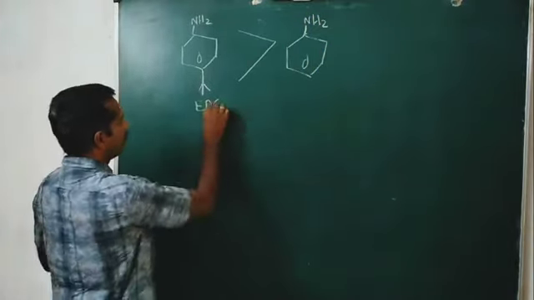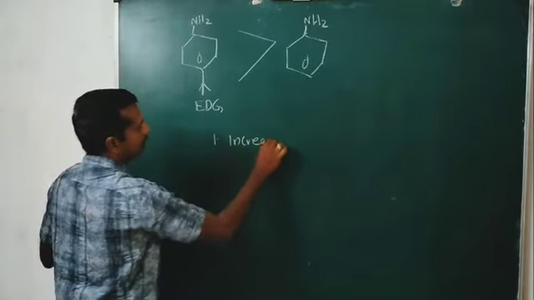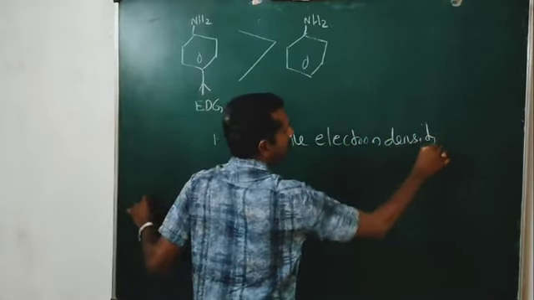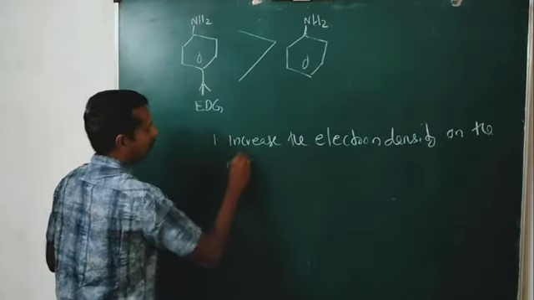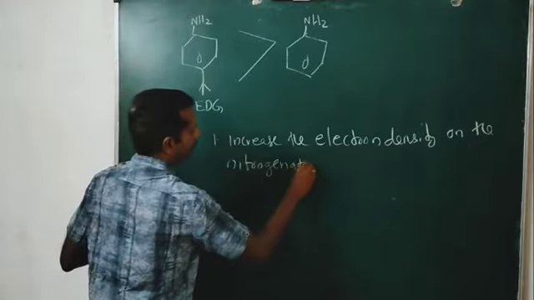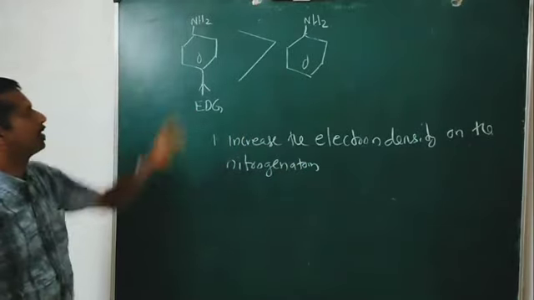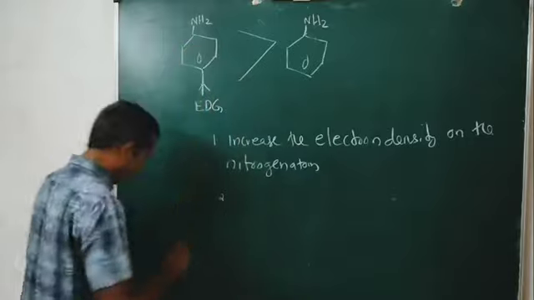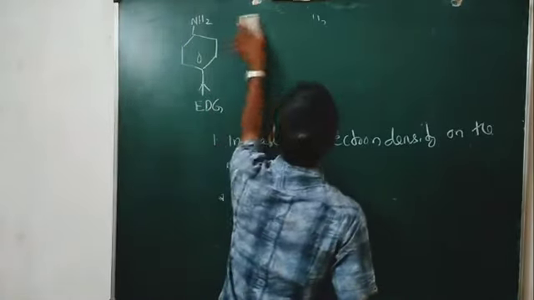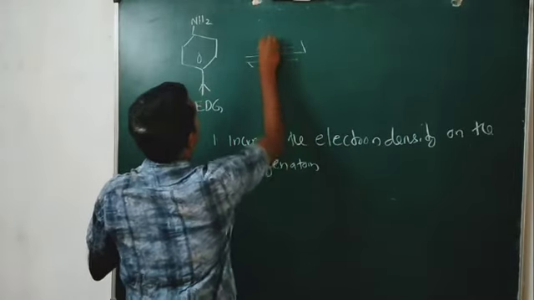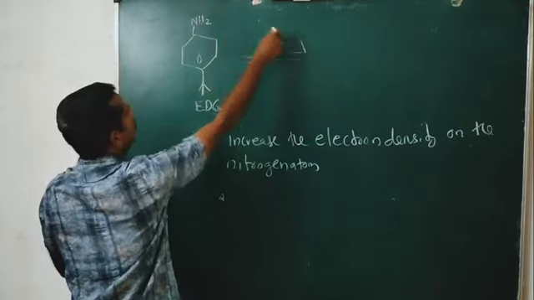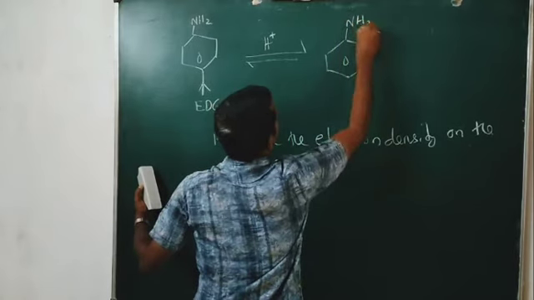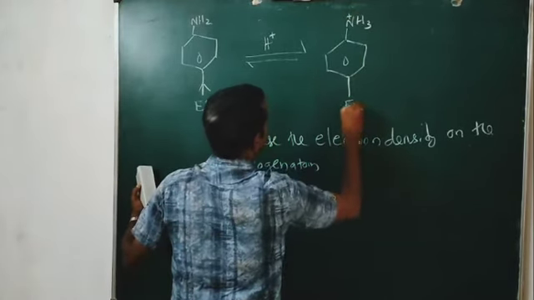So, first reason, EDG will increase the electron density on the nitrogen atom. Second reason, this EDG attached group on protonation, so you can see that H plus, since this can easily take this H plus and we get protonated amine, NH3 plus. Here it is EDG.